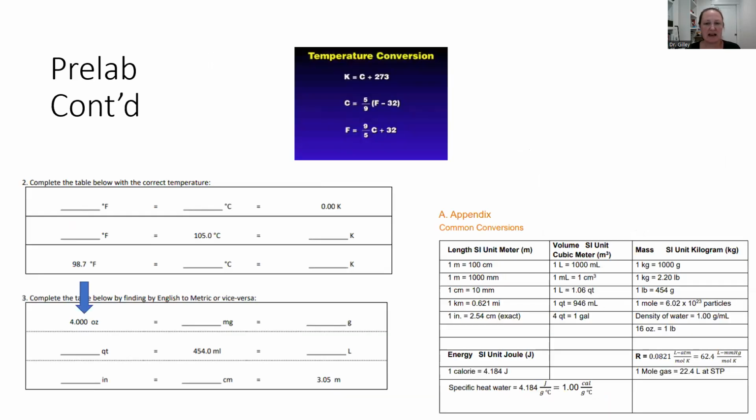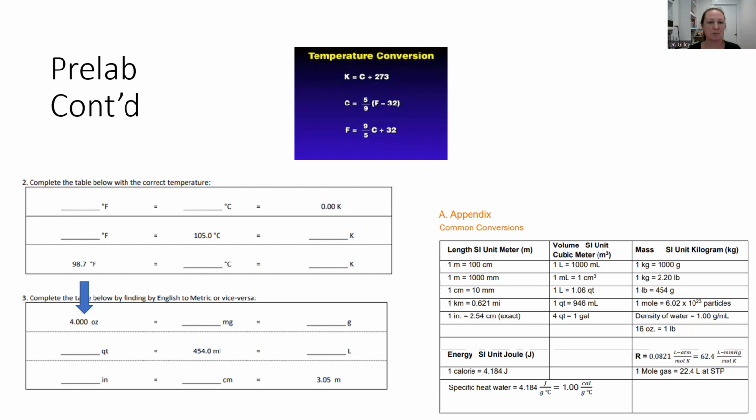Okay, and this is the next part of the Prelab. In question number 2, it asks you to do some conversions between reading temperature in different units. For example, we can read them in units of Kelvin, which is represented by this K, degrees Celsius, which is represented by the C, or degrees Fahrenheit, which is the F. So these are different equations that you can use to convert a number, or in this case, a temperature measurement from one unit to another.